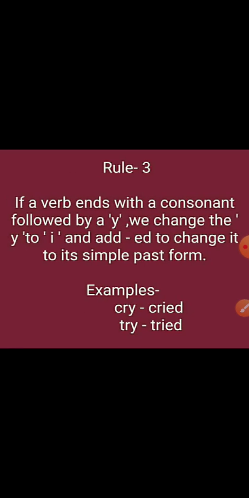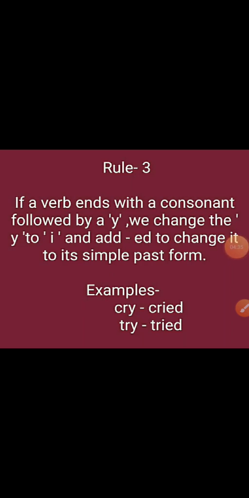Rule number 3. If a verb ends with a consonant followed by a y, we change the y to i and add ed to change it to its simple past form. Examples: cry and try. These words end with y, so in place of y we will add ied. Cry, cried. Try, tried.